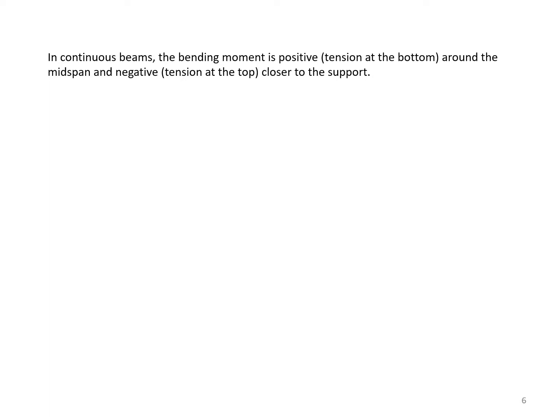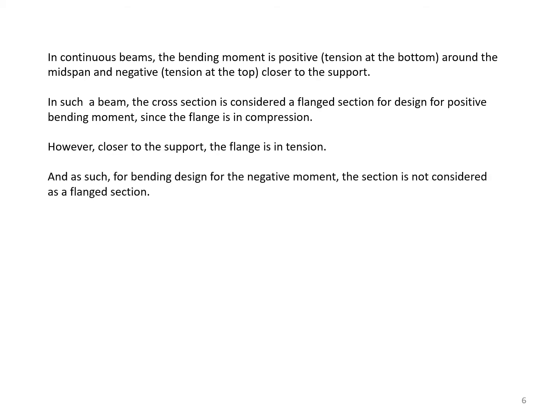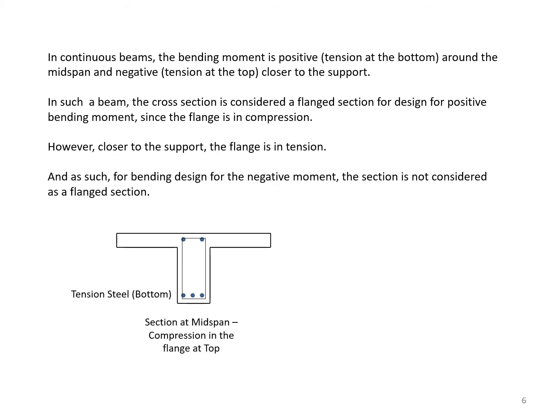In continuous beams, the bending moment is positive, in other words, tension is at the bottom around the midspan, and negative, in other words, tension is at the top closer to the support. In such a beam, the cross section is considered a flange section designed for positive bending moment, since the flange is in compression. However, close to the support, the flange is in tension. And as such, for bending designed for the negative moment, the section is not considered as a flange section.